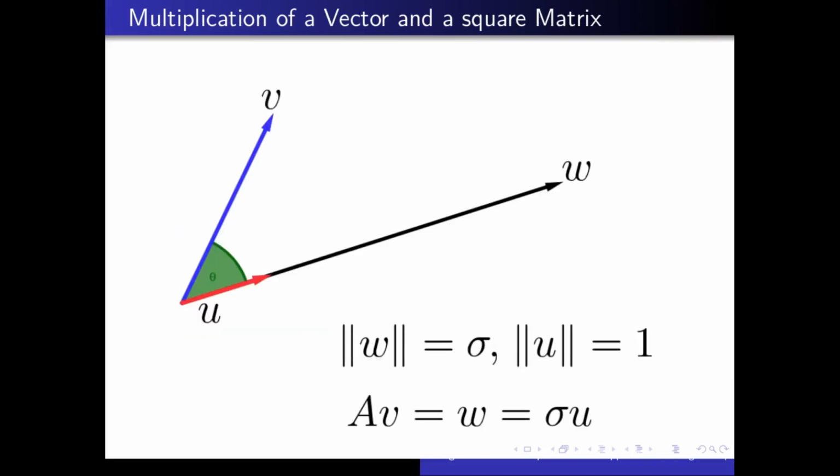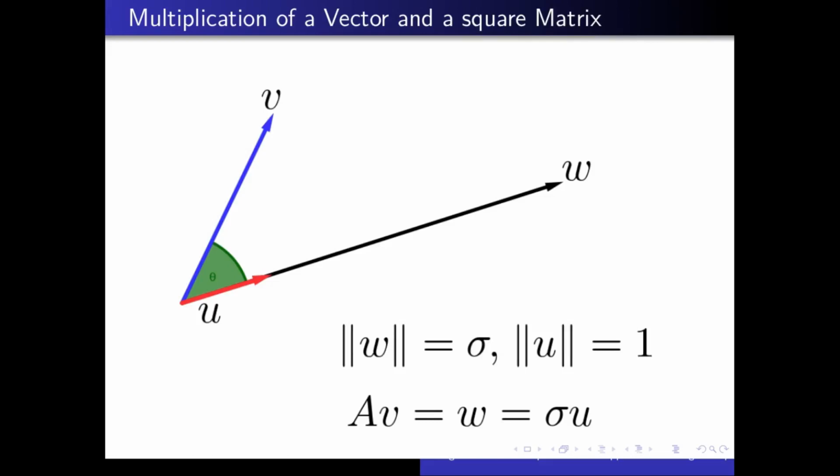So we can illustrate this in the diagram. You can see when we multiply A by V, we can think of this as a 2x2 matrix. In the two-dimensional space, we multiply A by V, we get a new vector W, which is in a different direction from V and maybe longer or shorter than V. In this case, it is longer.